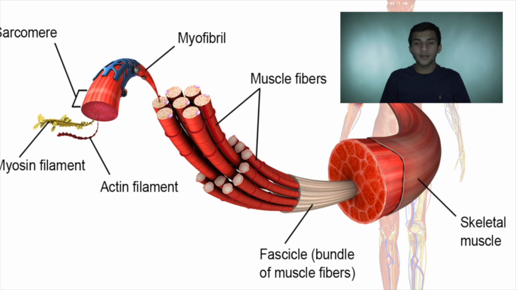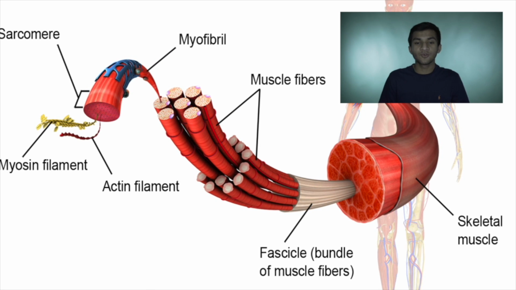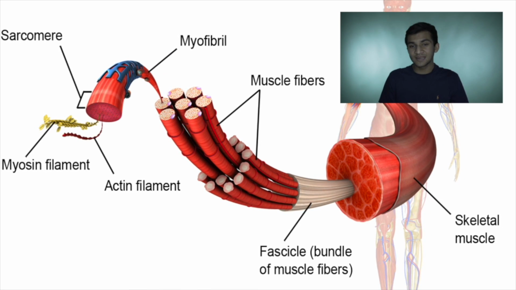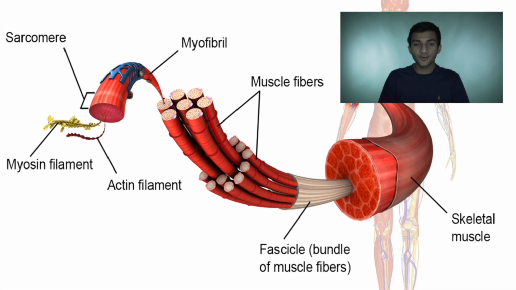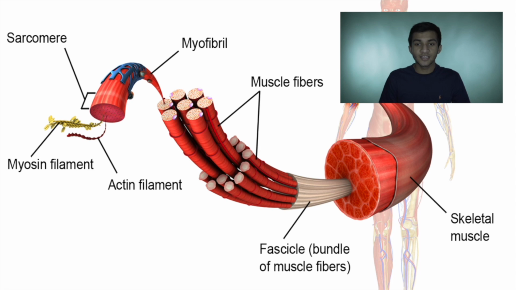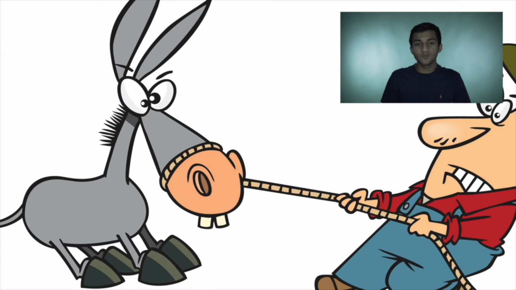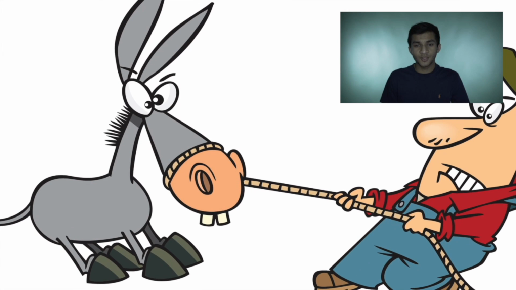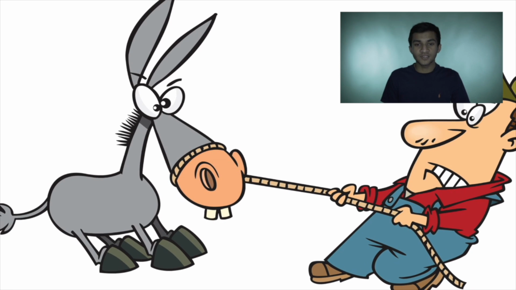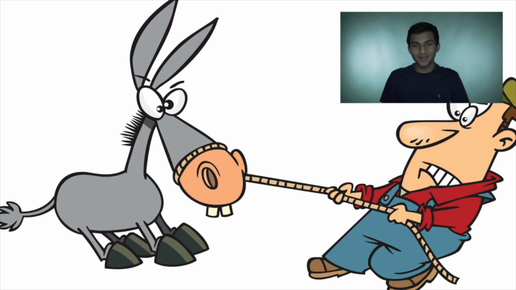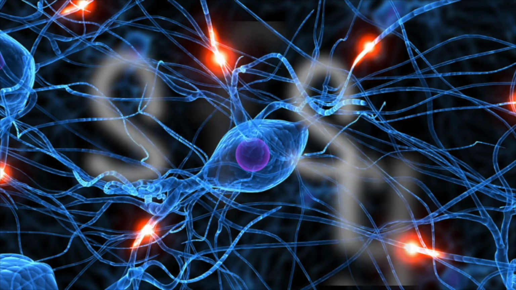The sliding filament model describes movement as a cycle of repetitive events that causes actin and myosin myofilaments to slide over each other, contracting the sarcomere and generating tension in the muscle. The amount of force and movement generated by an individual sarcomere is small. However, when multiplied by the number of sarcomeres in a myofibril, the amount of force and movement generated is significant.